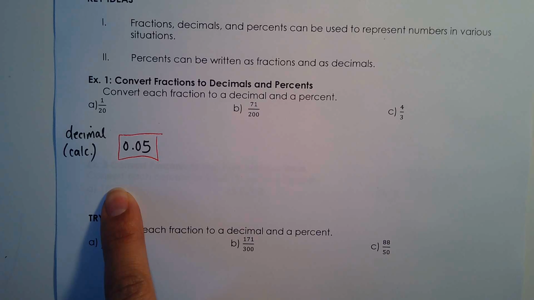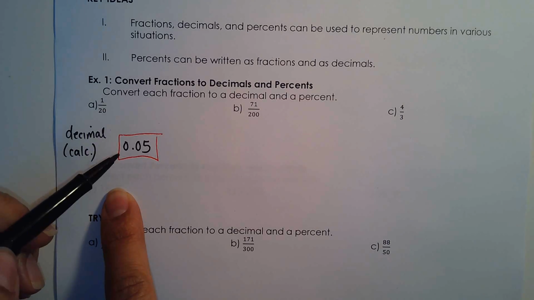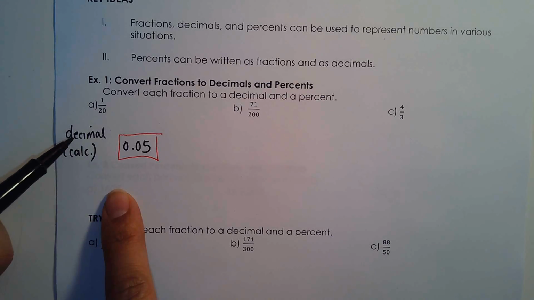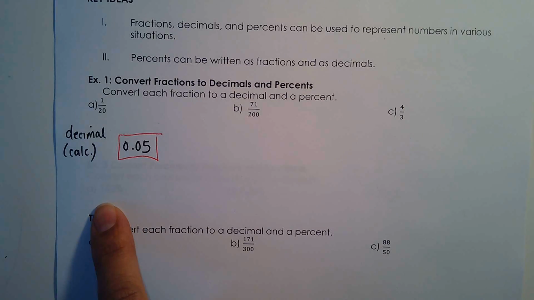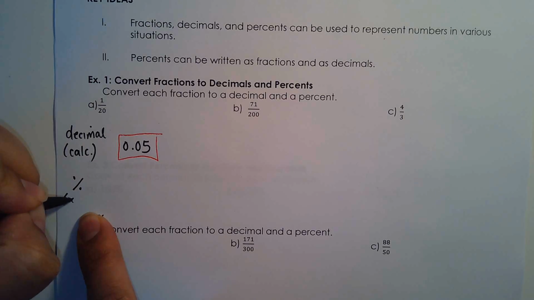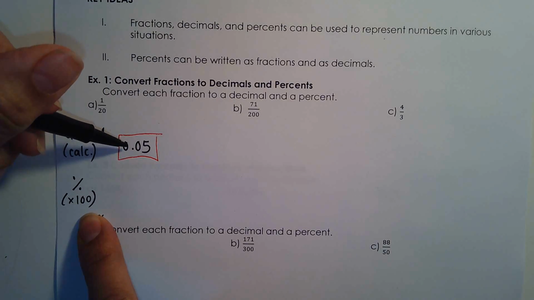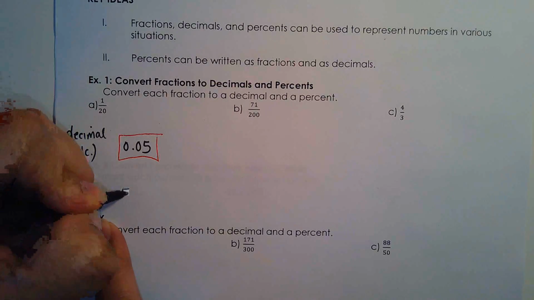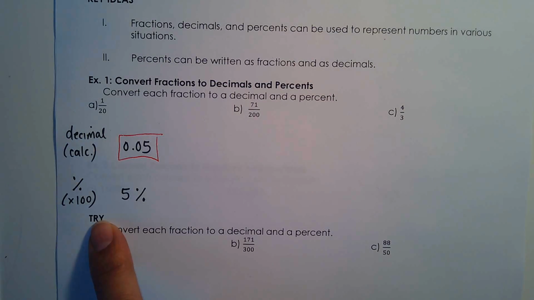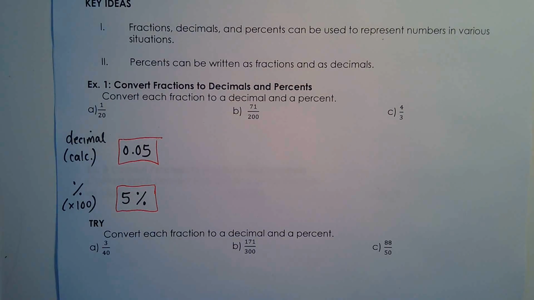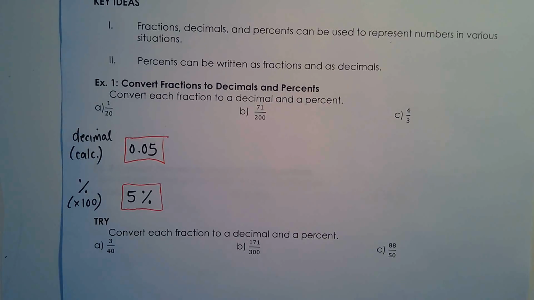Okay, and then we want to take that and change it into a percent. The way that we change a decimal into a percentage is we multiply it by 100. So in our calculator, you go 0.05 times 100 and you end up with 5%. Okay, so we'll practice that a few times, then I'll let you try some questions on your own.